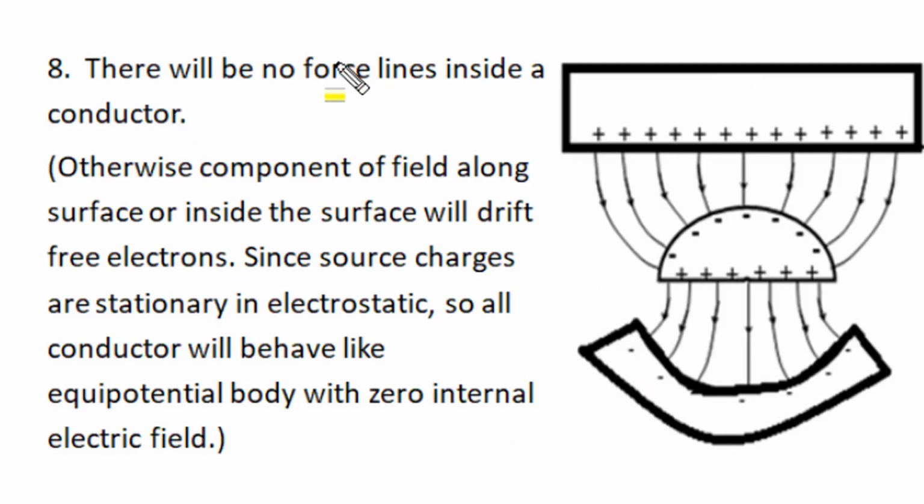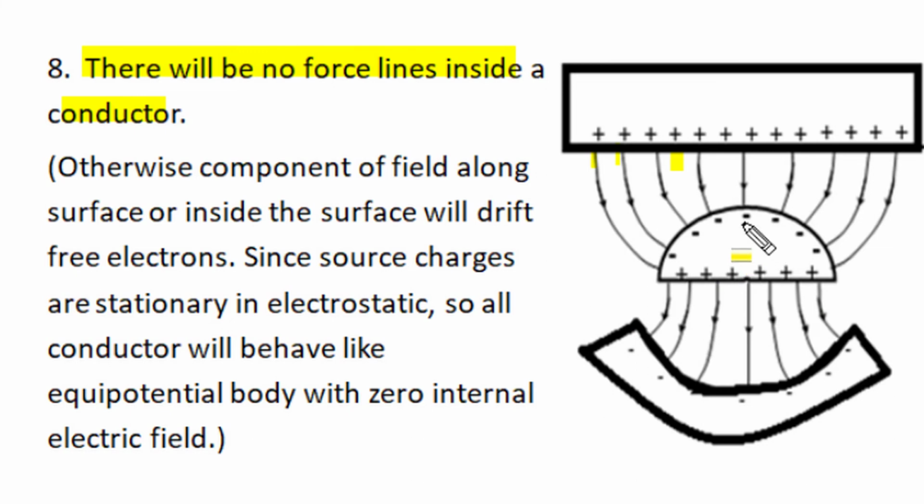Another interesting phenomenon about conductor bodies is that there will be no force lines inside a conductor body. Here I have a positive charge on a rectangle conductor, and it will produce normal outward force lines, and there exists a semicircle conductor body in this electric field, and this conductor has induced negative charge on one side surface and positive induced charge on the other side of the surface, and force lines end on negative charge, and there won't be any force lines inside the conductor, and they again start from positive induced charge to the other side of the conductor.